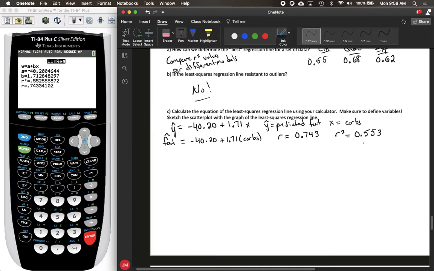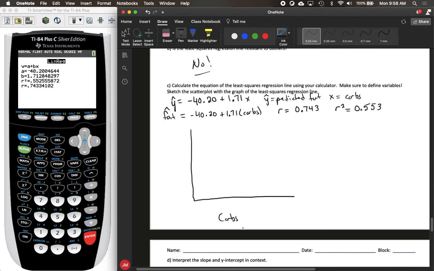0.553. So we would say that the line of best fit does a decent enough job of predicting our data. All right, so now let's go ahead and draw in our scatter plot along with our line of best fit. We already know that X is going to be the amount of carbs in grams, and the Y value is going to be the amount of fat in grams.